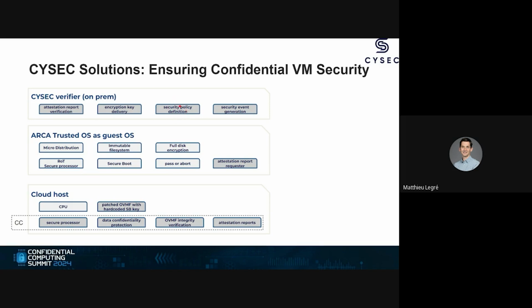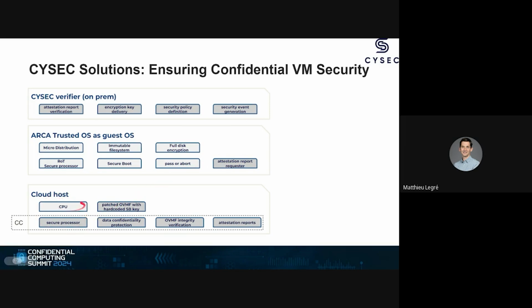There is the possibility to define some security policies and to take actions depending on what the system retrieves in the attestation report. There is also the capability to generate some security events based on the attestation reports. In Arca Trusted OS, the only point that is different is that we have an agent within Arca Trusted OS able to request attestation reports.